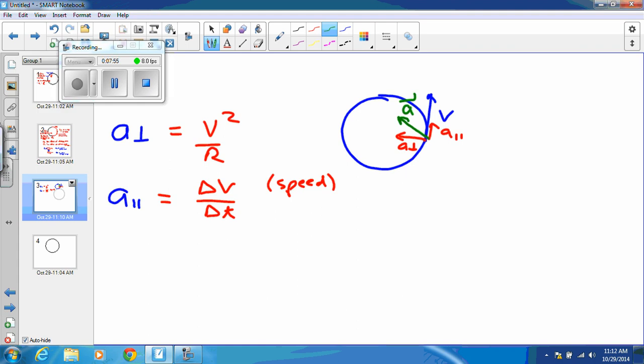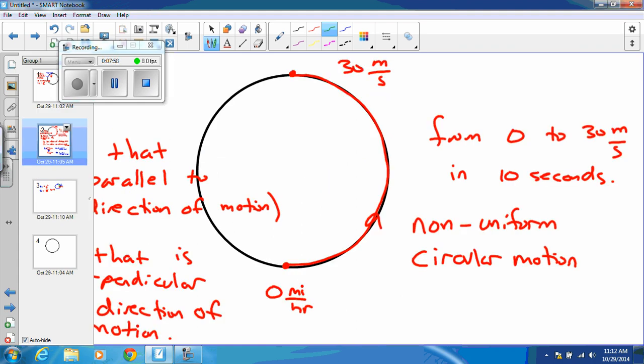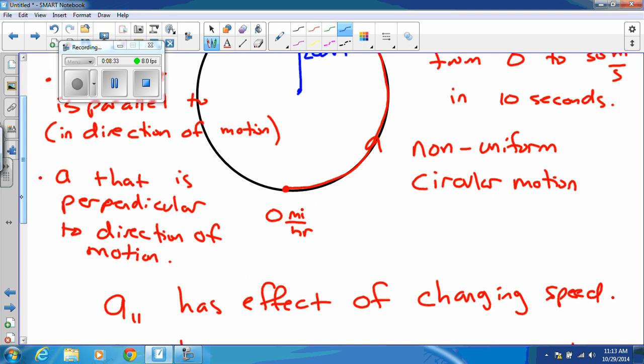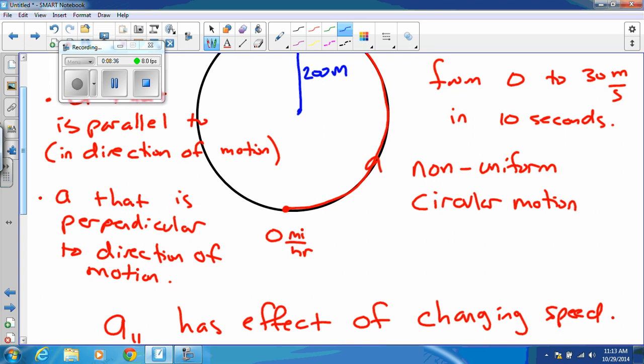So let's come back now to our car that's going around the racetrack and put some numbers to it. We already have some numbers. We know that it goes from 0 to 30 meters per second in 10 seconds. Let's give a radius for our racetrack. I think a reasonable radius might be something like 200 meters. That ought to do. It's a pretty large racetrack, 4 times the size of your soccer field. And so now we wonder, what is the total acceleration of this car?